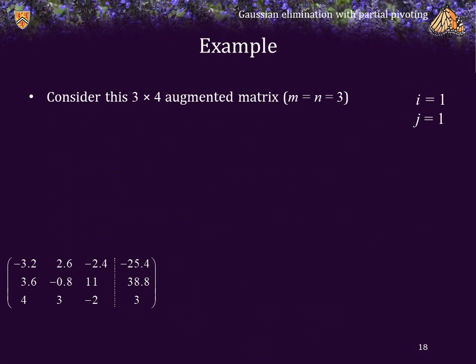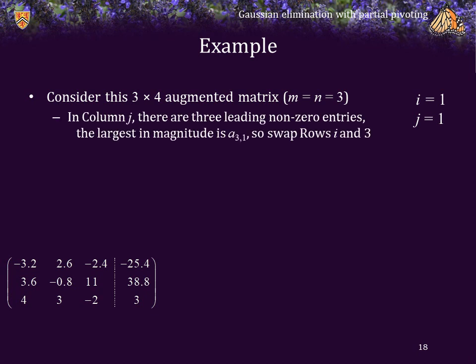Consider this 3 by 4 augmented matrix. Here, m equals n equals 3. In column j equals 1, there are 3 leading non-zero entries: negative 3.2, 3.6, and 4. The largest of these in absolute value is at index 3, 1, and therefore we will swap row 3 and row i equals 1. So that places the largest entry in column 1 in row 1.